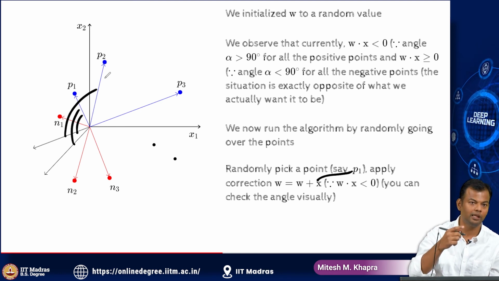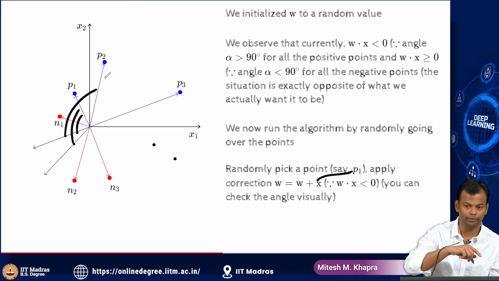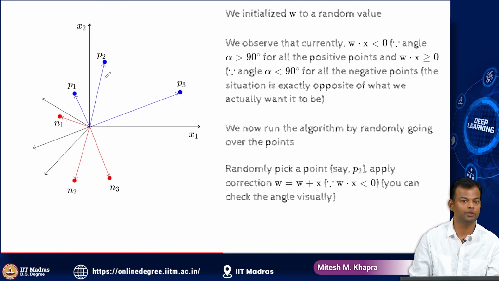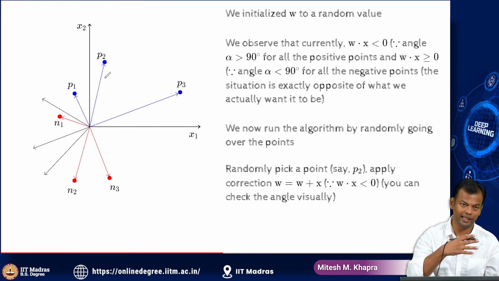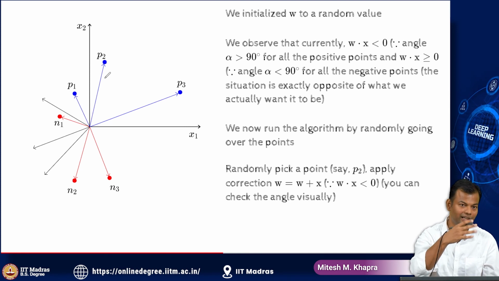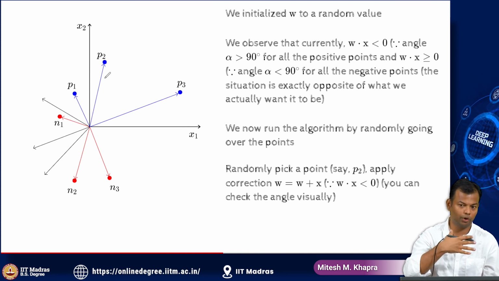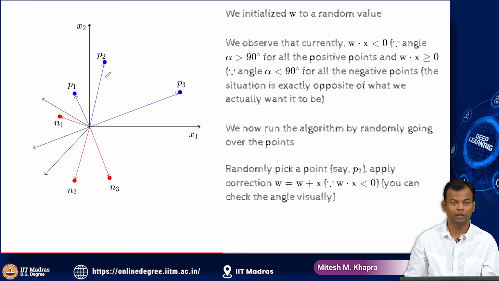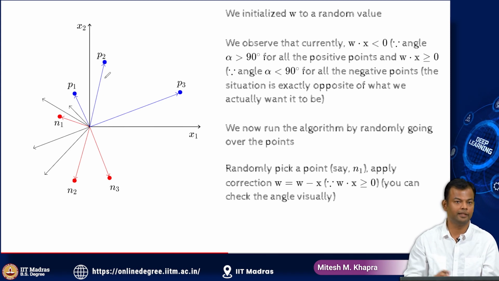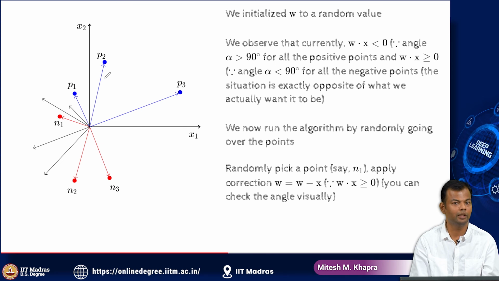What will the correction be? I'll add P2 to W and I'll get a new W. So this is what my new W looks like. And you can again see that the angle has decreased. In fact, here it has already become less than 90, but I don't care about it. All I care about is the angle has decreased. Now let me pick up another point. And this time maybe I picked up N1, right?